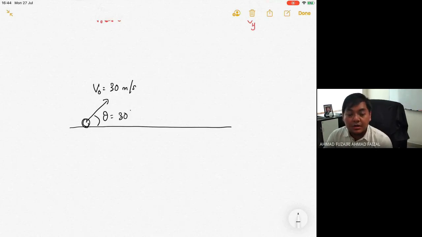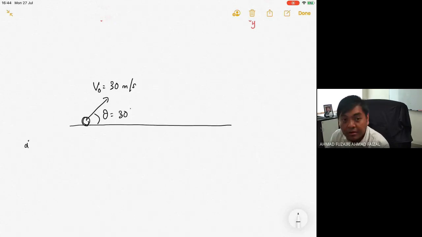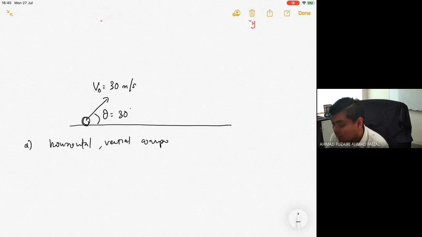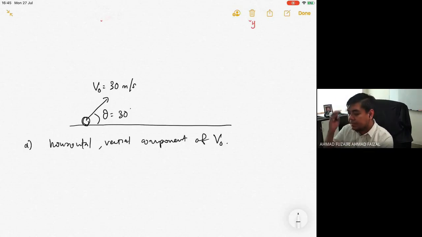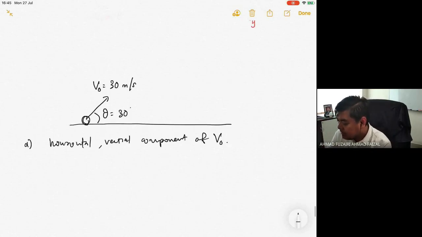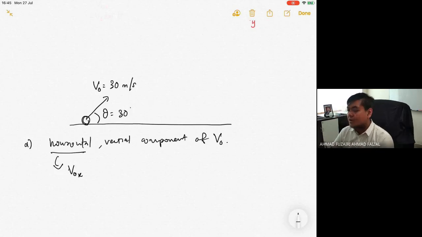For example, x-axis motion only involves the x-axis, and free fall only involves the y-axis. But when you do have an angle, definitely we must use two axes simultaneously at one time. So here we have the golf ball. Look at the first question. The first question asks you to calculate the horizontal and vertical components of V naught. Meaning that this question asks what kind of V naught we want to find. We have to find V naught x because it involves horizontal.